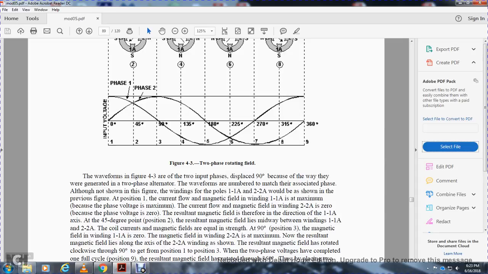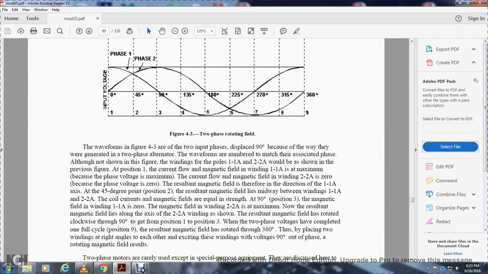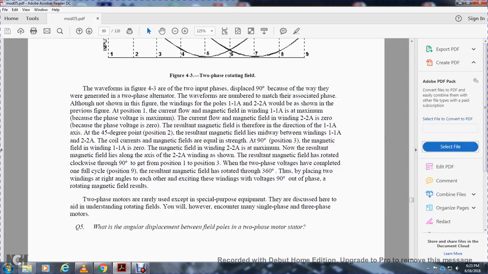Position 3: the magnetic field in winding 1A is 0. The magnetic field in winding 2A is maximum. Now the resultant magnetic field lies along the axis of 2A, the winding shown. The resultant magnetic field has rotated clockwise through 90 degrees to get from position 1 to position 3. The two-phase voltage has completed one full cycle. At position 9, the resultant magnetic field has rotated 360 degrees. Thus, by placing two windings at right angles to each other and exciting the windings with voltage 90 degrees out of phase, a rotating magnetic field results.